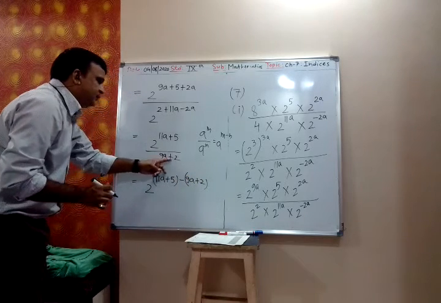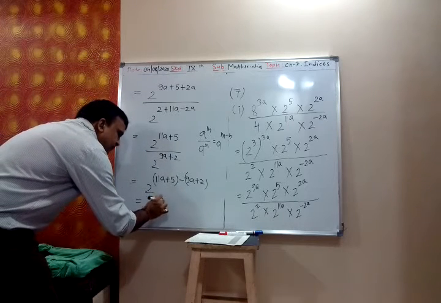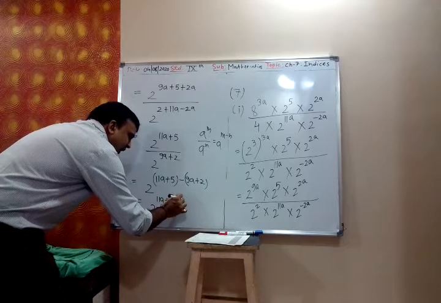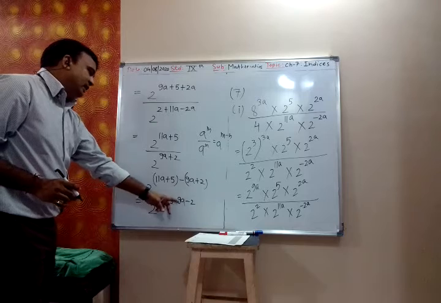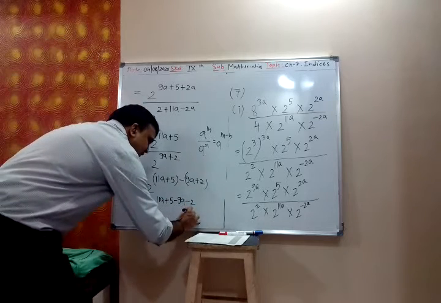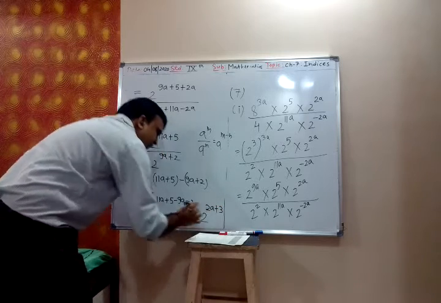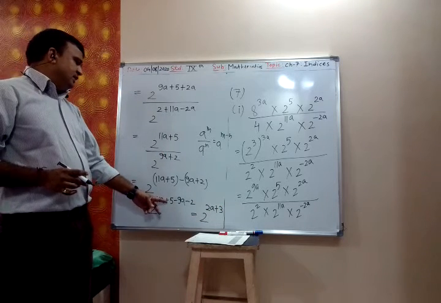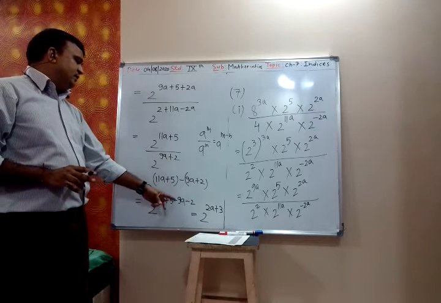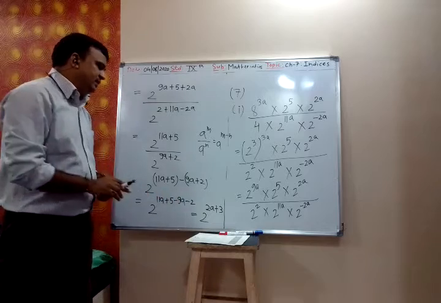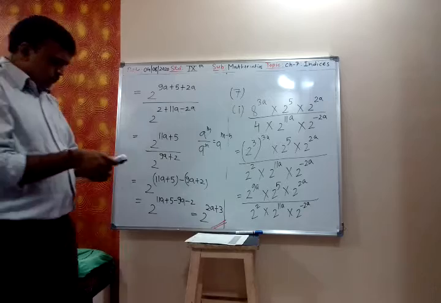I am writing 9a plus 2 in the bracket, then I will open the bracket. It will be 2 raised to 11a plus 5 minus 9a, minus 2, since minus times plus becomes minus. So 11a minus 9a is 2a, plus 5 minus 2 will be plus 3. Are you getting it? So 2 raised to 2a plus 3 is the answer.